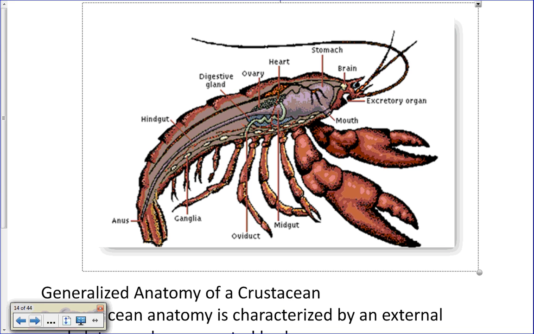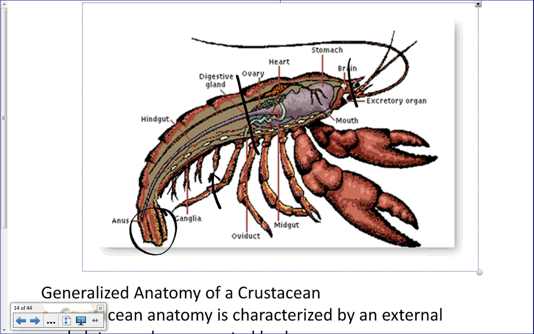Here's a picture of a crustacean. You can see down here, this is where you're going to find the telson and the uropods. This section right here is the cephalothorax, where the head and the thorax are joined. And then down here is your abdominal segment, and you can see the little swimmerets underneath the abdominal segments.